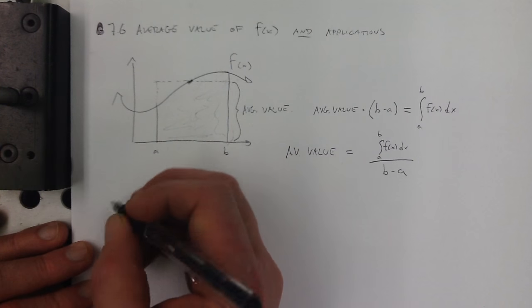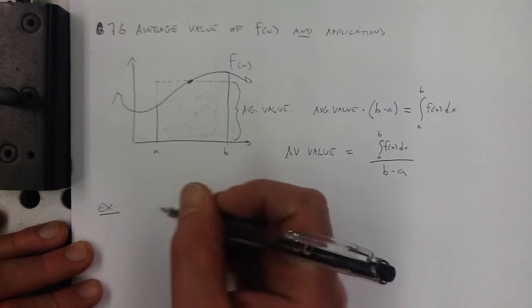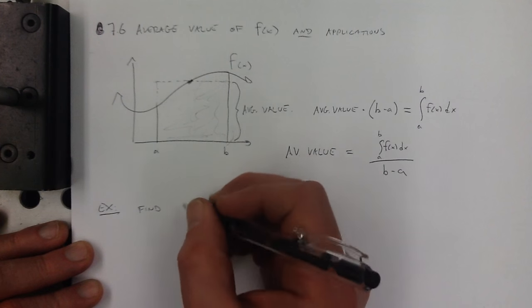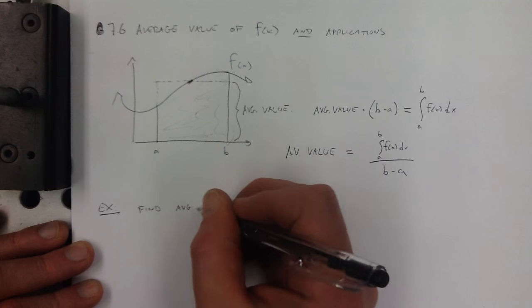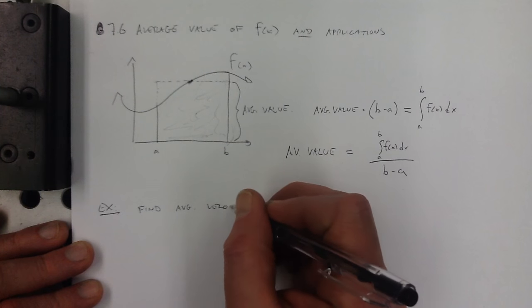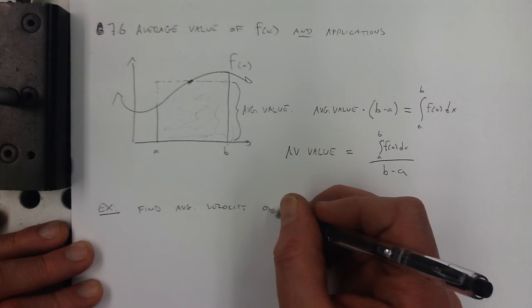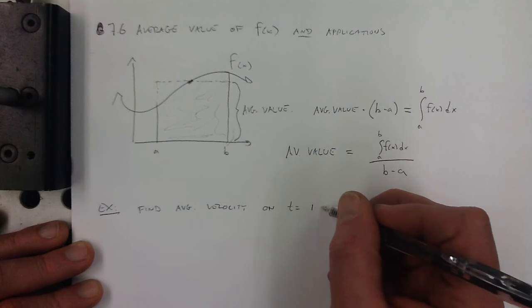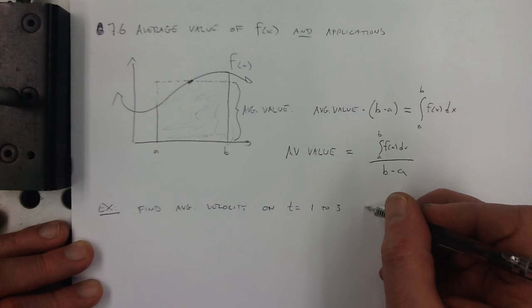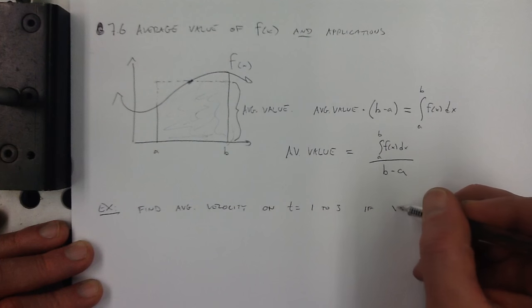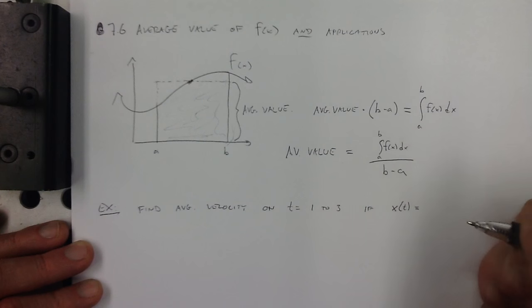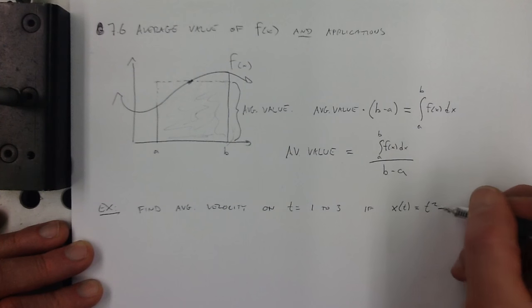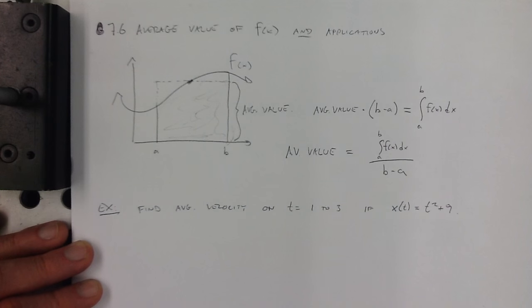So, for example, find the average velocity on the interval t equals, let's say, 1 to 3, if our position function is equal to t squared plus 9. Well, there's two ways to do this problem now, right? There are two different ways we could do this.